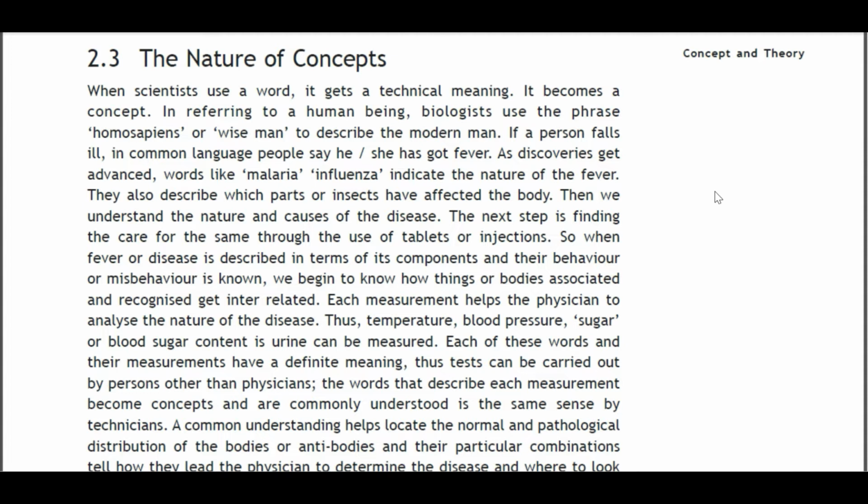So when fever or disease is described in terms of its components and their behavior or misbehavior is known, we begin to know how things or bodies associated and recognized get interrelated. Each measurement helps the physician to analyze the nature of the disease. Thus temperature, blood pressure, sugar or blood sugar content in urine can be measured.